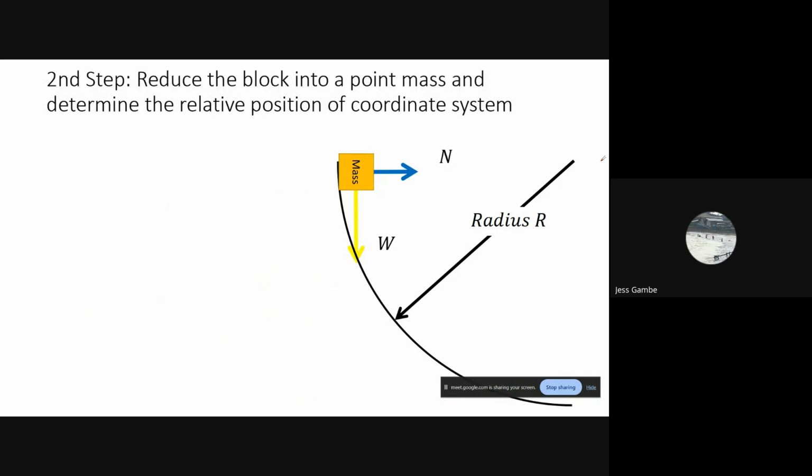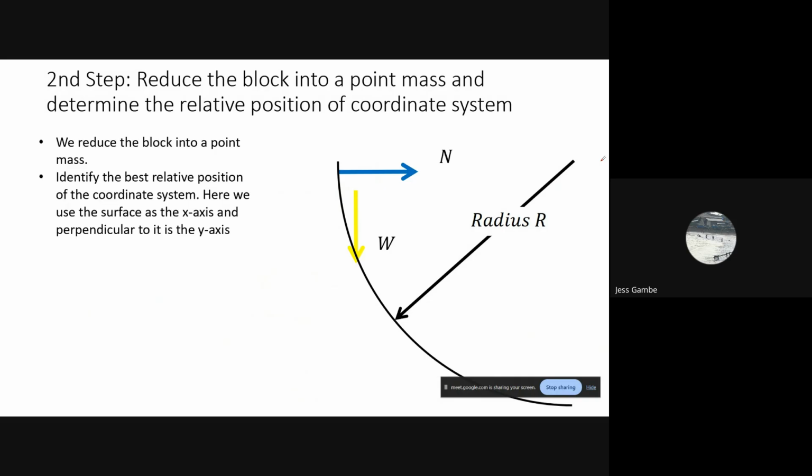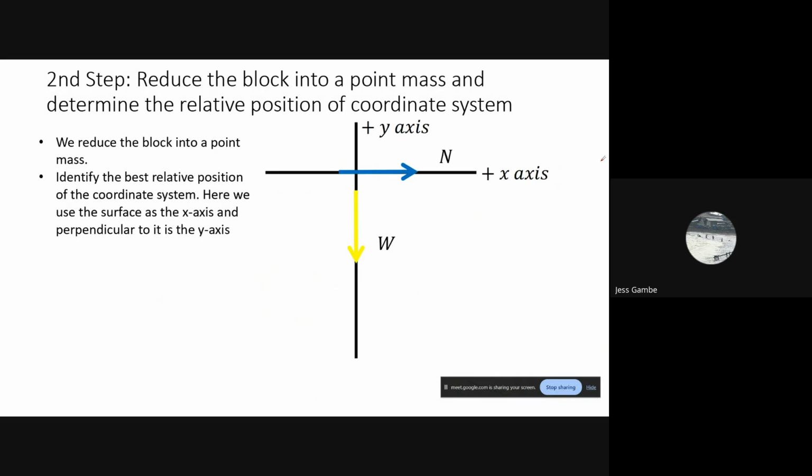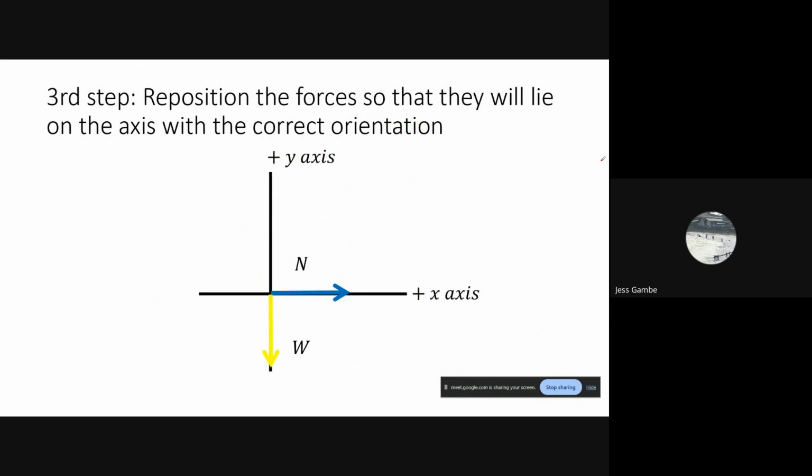Next is ang, we reduce the block to a point, identify the best relative positions, and thus you have this one. So, mani ang FBD. Ang normal niya is not in the opposite side sa iyang weight. Sa kadtong nga position kay na siya on the perpendicular of the curve.